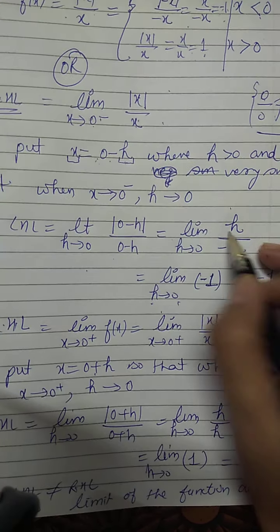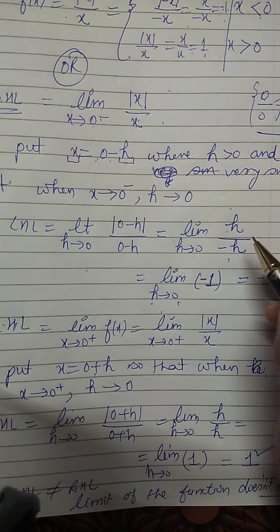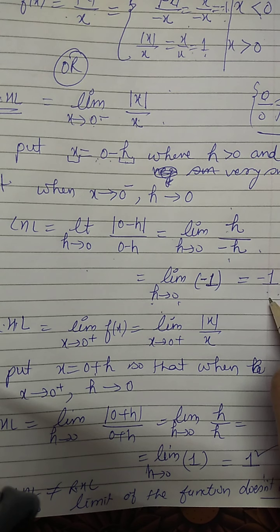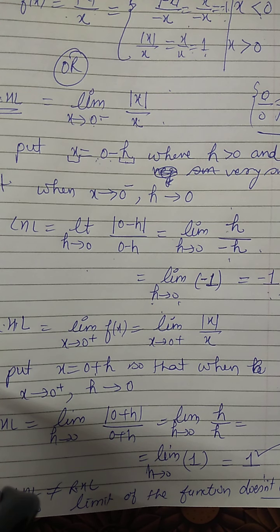Here I am getting h upon minus h. In sum number 26 I will get minus h upon h. There also the left hand limit answer will be -1 and RHL will be +1. Okay, so sum number 26 I am leaving for you people. You can do that. Sum number 27 also, it is homework.